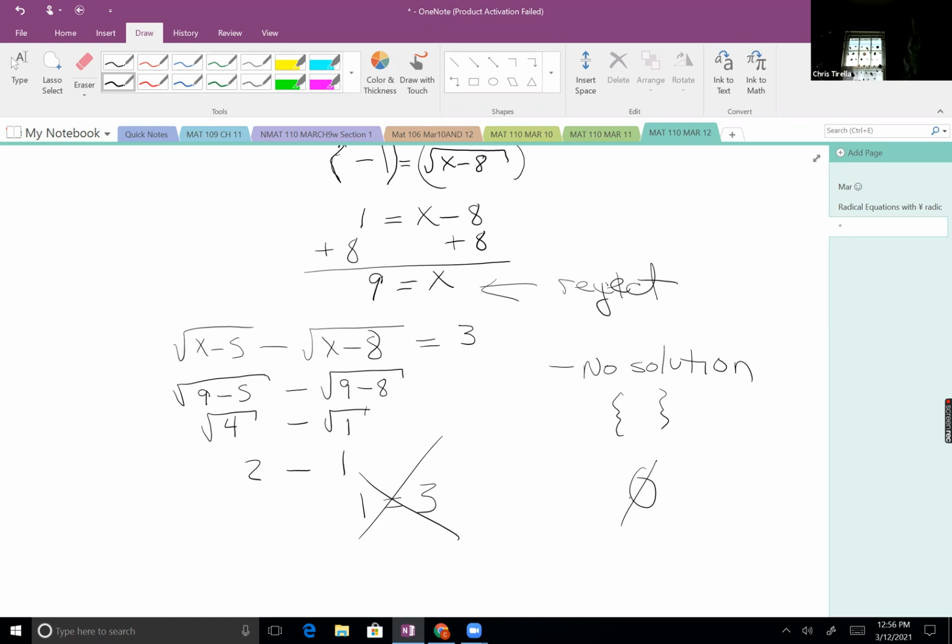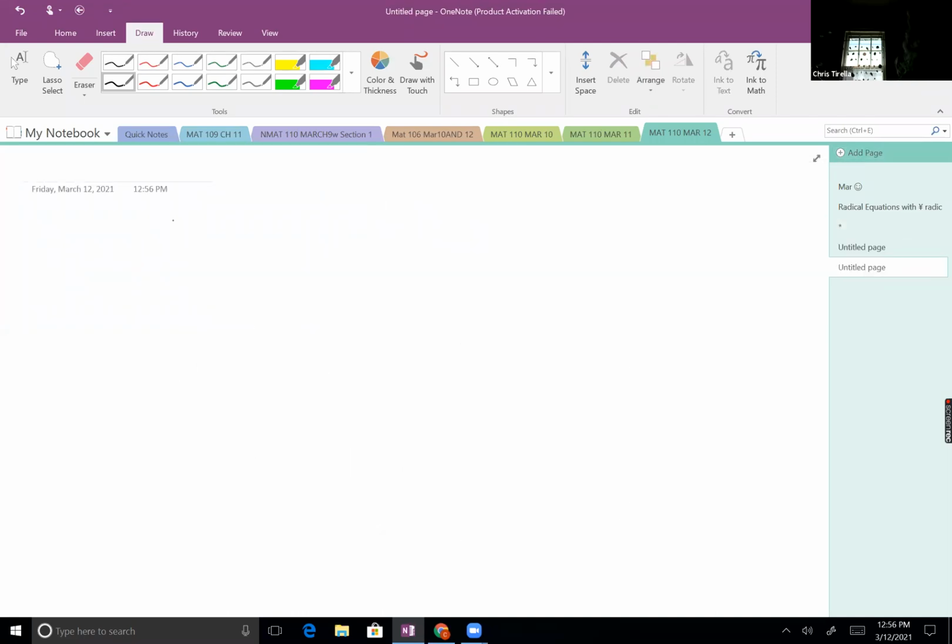Everybody okay with solving these equations with two radicals? Square it twice. Okay. If there are no questions, then the next place that we're going are equations with rational exponents.